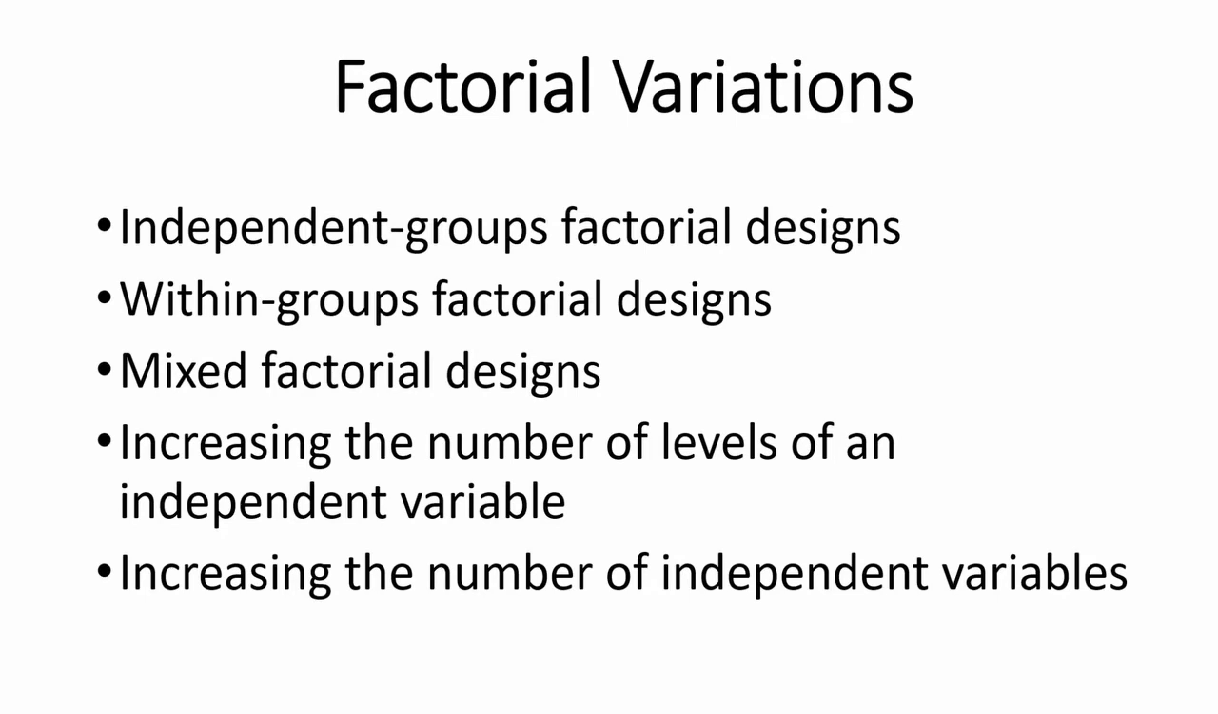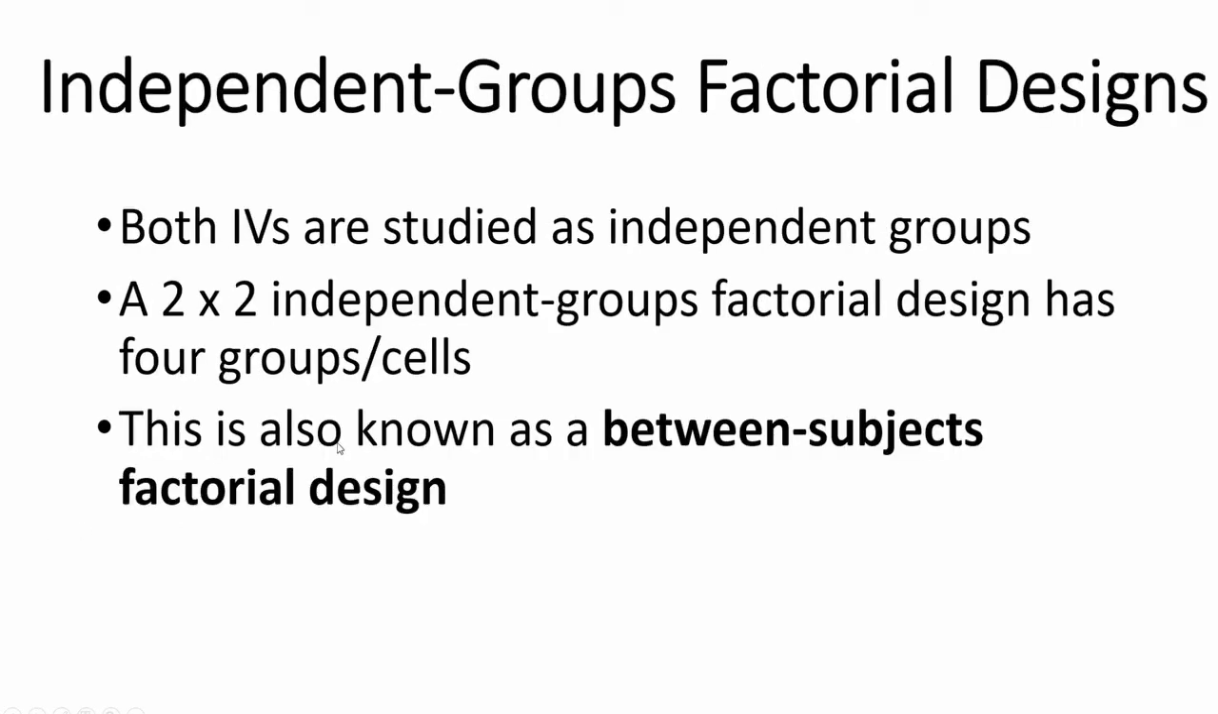So the next few slides are going to be looking at factorial variation. So changing up our standard 2x2 factorial and looking at a couple of different variations. So what about an independent variable that has more than two levels, or even within groups factorial designs? And then we're going to work our way down to what happens when we add a third independent variable. What happens if we're looking at 3 instead of 2? So lots of different options here.